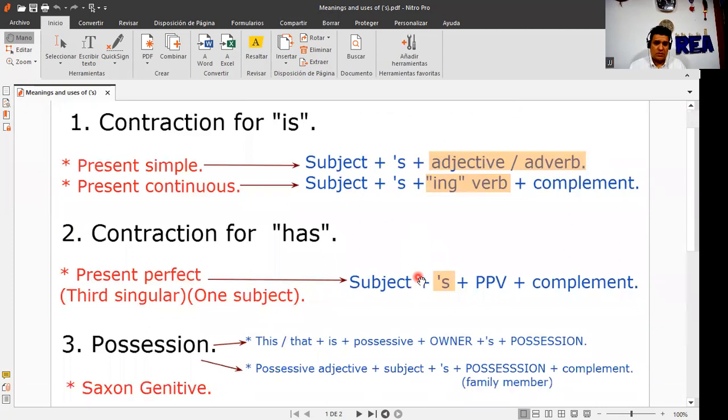So the second use. Contraction for has, specifically present perfect, third singular. We will talk about one subject. This is third singular. So this is the formula you are looking for. Subject, apostrophe S, past participle verb, and the complement. So remember, past participle verb, we have regular verbs and irregular verbs. When it's about regular verbs, the past simple of the regular verb corresponds to the past participle of the verb as well, okay? So this is it, my friends.